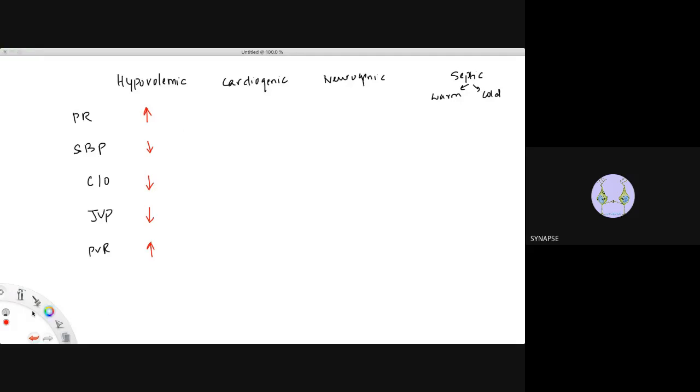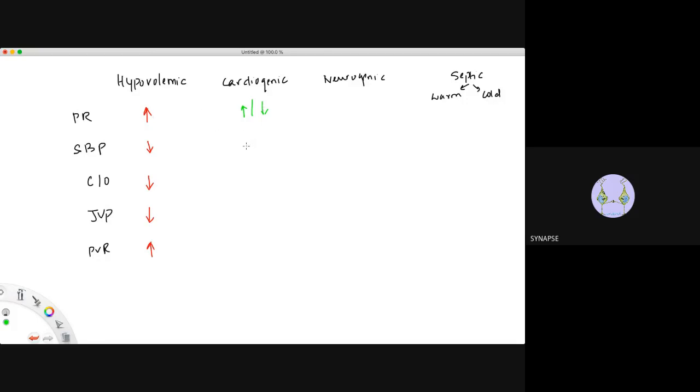Okay. Now let's take another color. Let's fill in for cardiogenic. What happens to pulse rate in cardiogenic shock? It may increase or decrease. This is the point here. If it is, let's say, MI, what happens to heart rate? It is going to reduce. If it is because of arrhythmias, let's say ventricular arrhythmias or atrial tachycardia, it's going to increase. Pulse rate could be more or could be less.